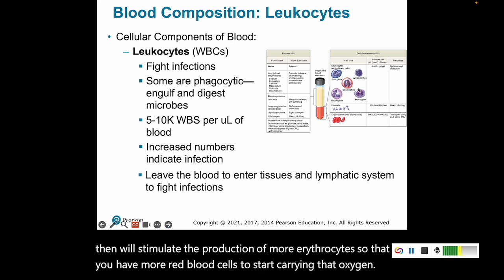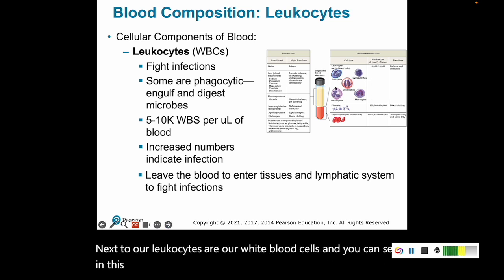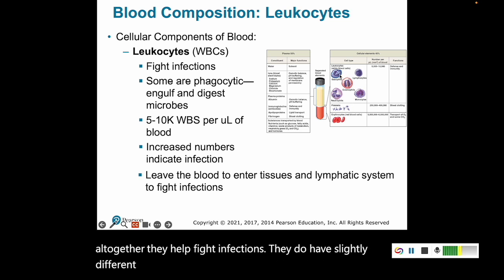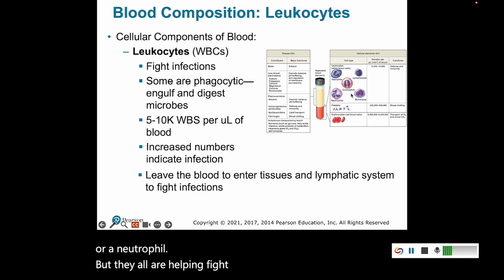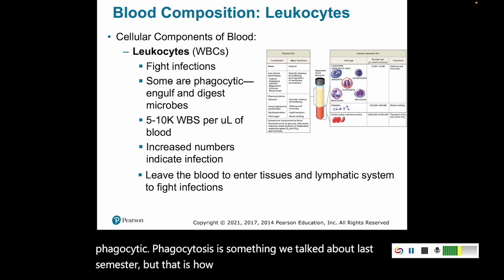Next are our leukocytes, or our white blood cells. You can see in this picture there's different kinds of white blood cells, but altogether they help fight infections. They do have slightly different jobs depending on if they're a basophil or an eosinophil or a neutrophil, but they all are helping fight infection. Some of them are phagocytic. Phagocytosis is something we talked about last semester, but that is how a cell eats. And what these cells are eating is microbes.